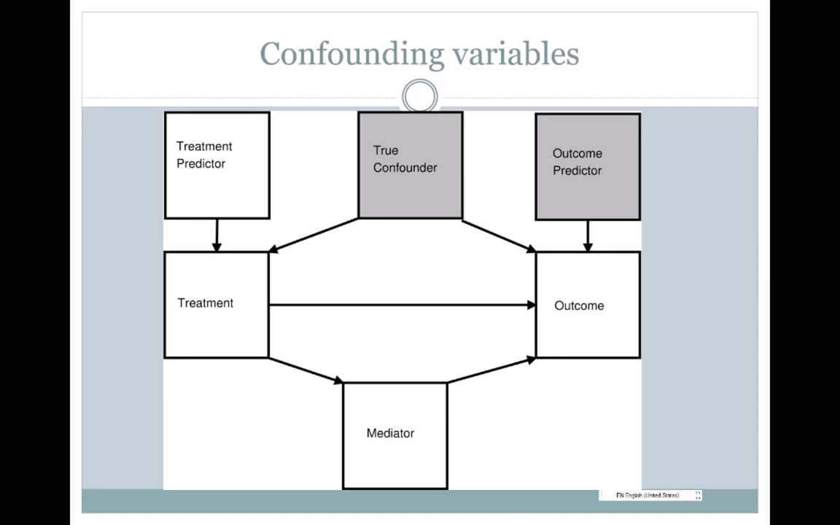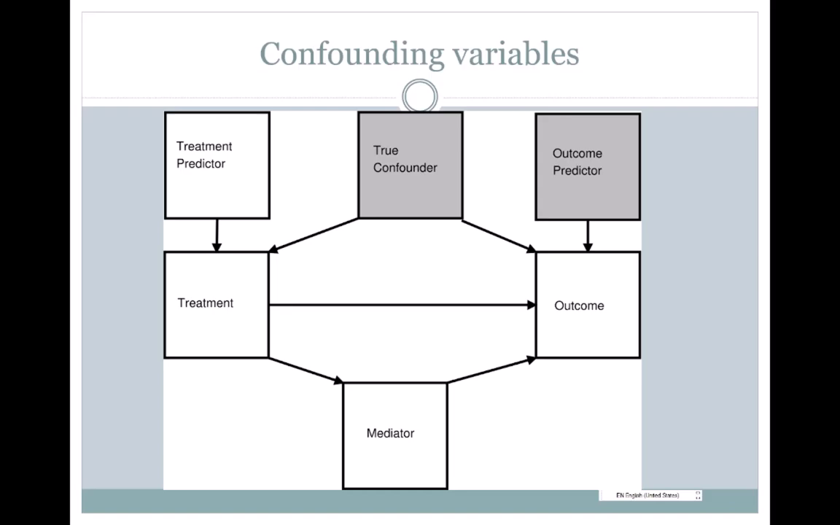So, for example, in the example where the treatment is participation in a career academy and the outcome is future income of participants, it could be that parent socioeconomic status is a true confounder because it relates to the probability of individuals joining a career academy and also relates to the individual's future income.